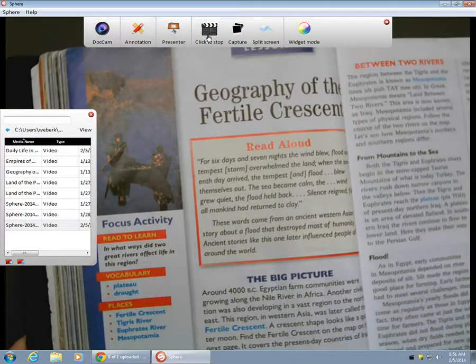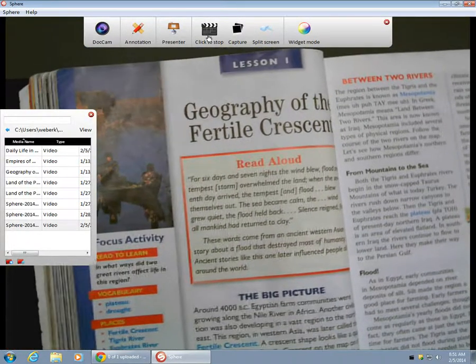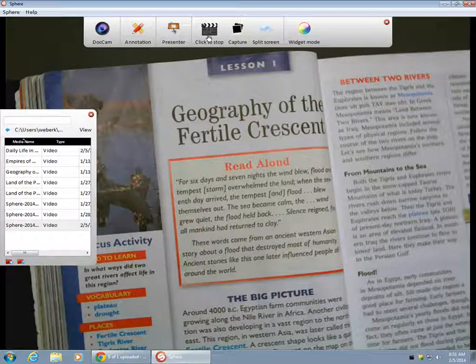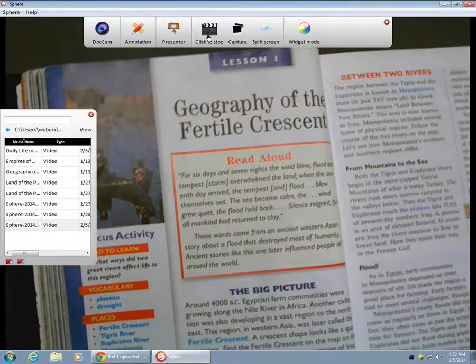So let's talk about the read aloud. It says, for 6 days and 7 nights the wind blew. Flood and tempest storm overwhelmed the land, and when the 7th day arrived, the tempest and flood blew themselves out. The sea became calm, the wind grew quiet, the flood held back. Silence reigned, for all mankind had returned to clay. These words came from an ancient Western Asian story about a flood that destroyed most of humanity. Ancient stories like this one later influenced people all around the world.